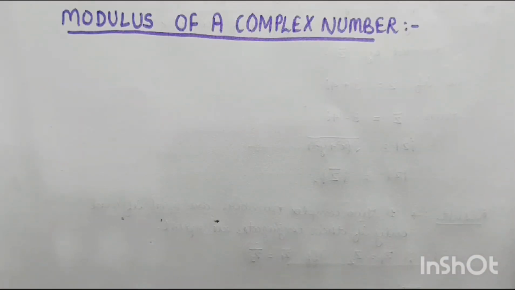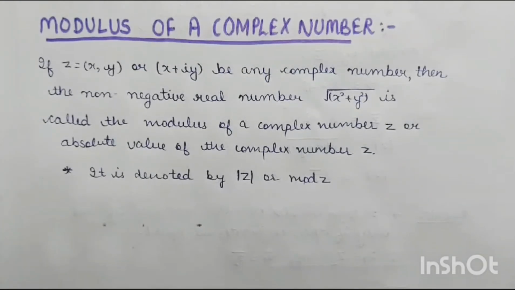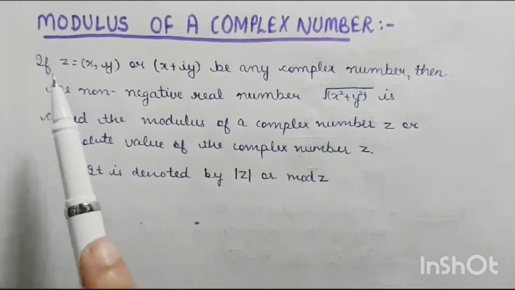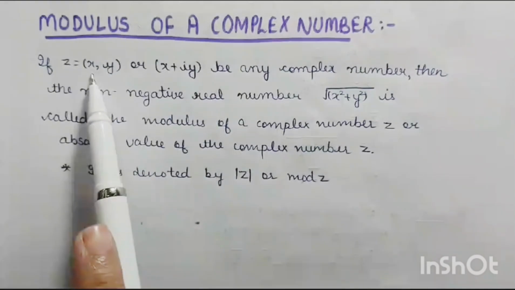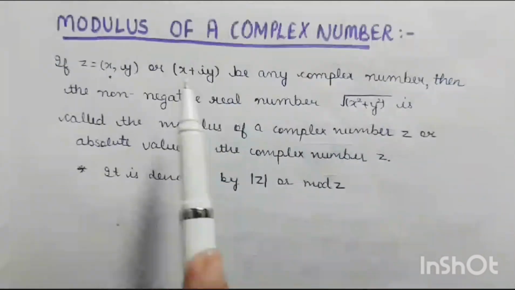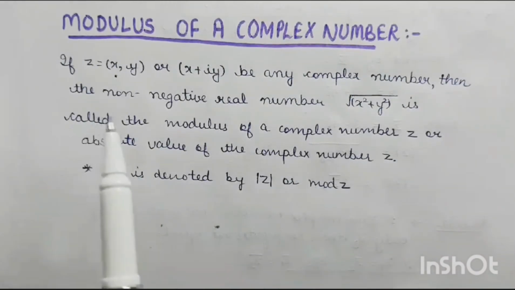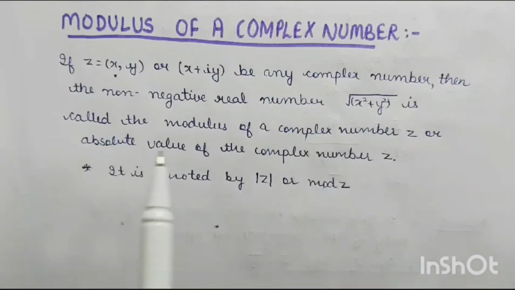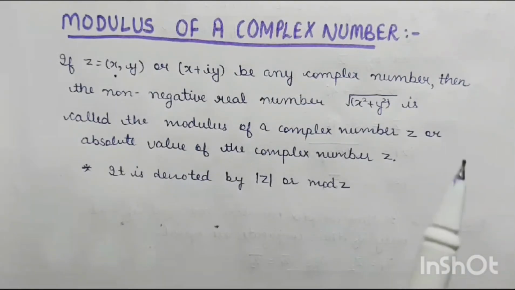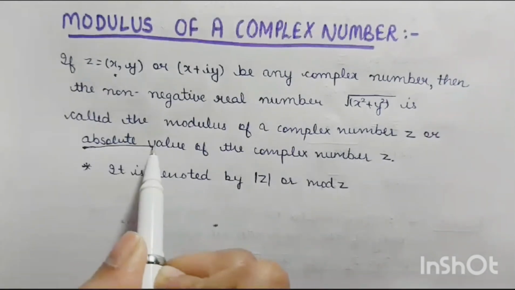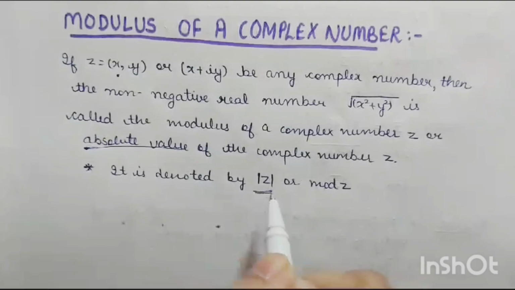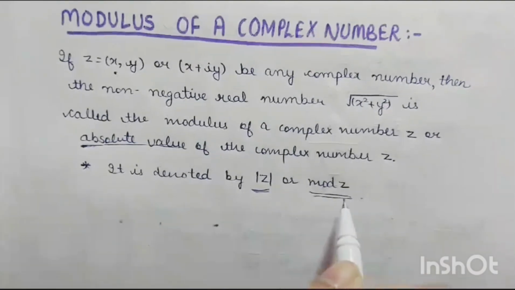Our next topic is the modulus of a complex number. What is the modulus of a complex number? Its definition is as follows. If z is equal to (x, y) in ordered pair form, or x plus iota y, is any complex number, then the non-negative real number under root x square plus y square is called the modulus of the complex number z, or we can call it the absolute value of z. It is denoted by mod z, or mod of z. We can write it like this or this.